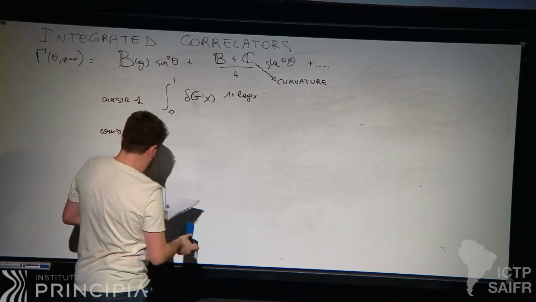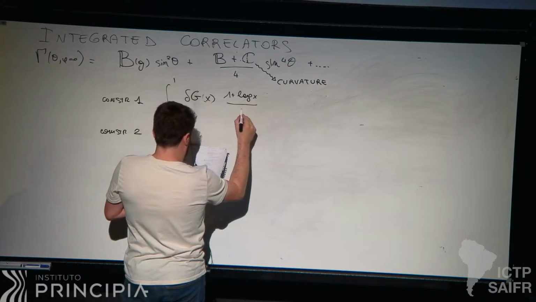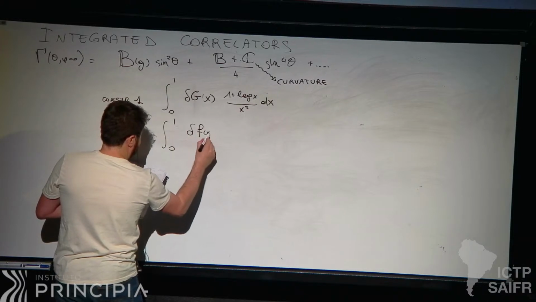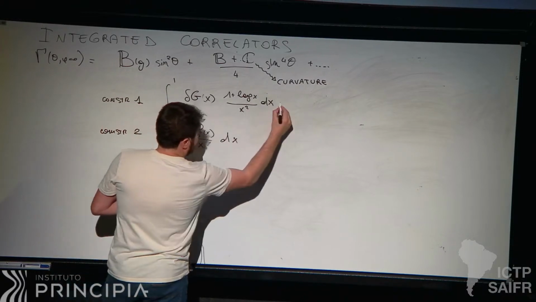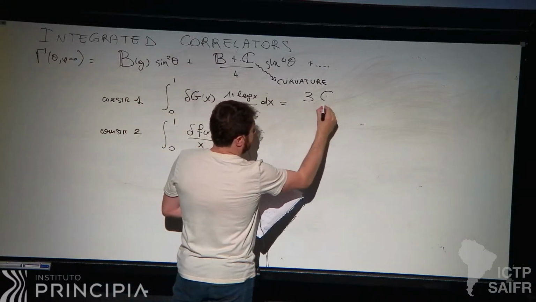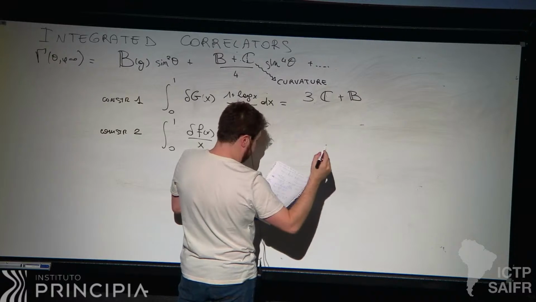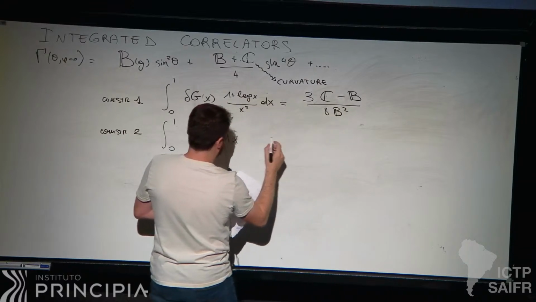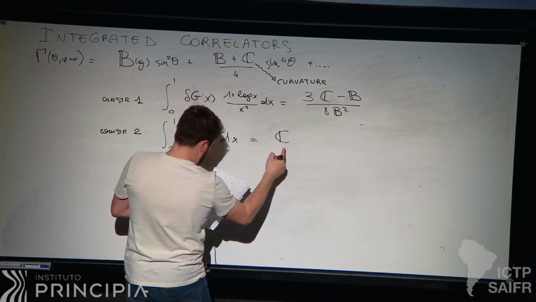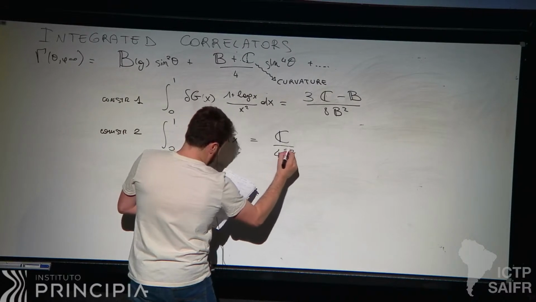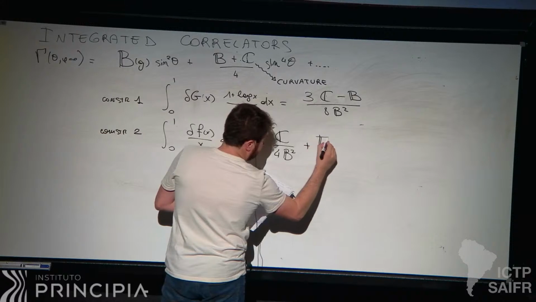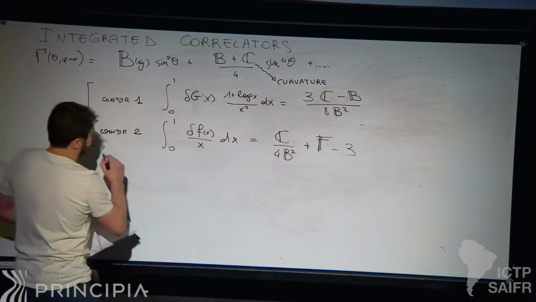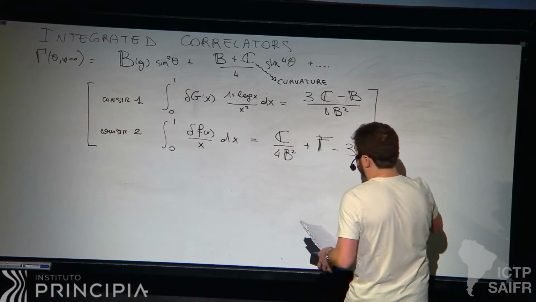G over x squared dx, and the integral from 0 to 1 of delta f of x over x, and this is equal exactly to 3 times the curvature function plus the Bremsstrahlung, minus, over 8 times the Bremsstrahlung squared. That's it. And this one is a c, curvature again, over 4b squared, plus f, that I hope you recognize, mathbb F, minus 3. Cool. So those are our lovely integrated correlators.